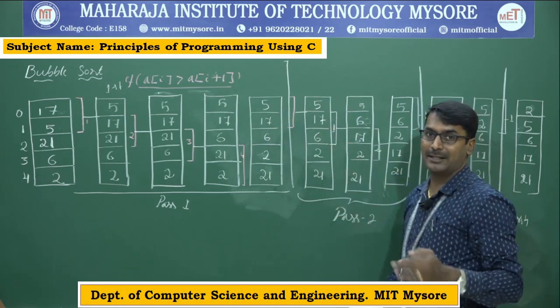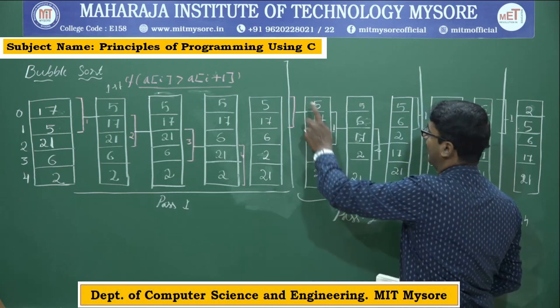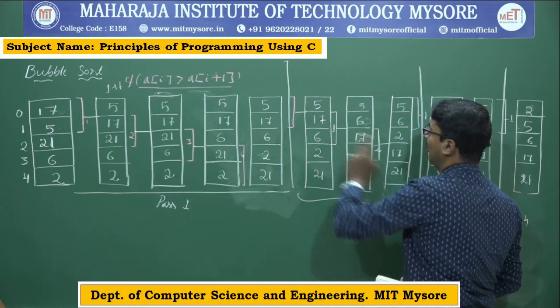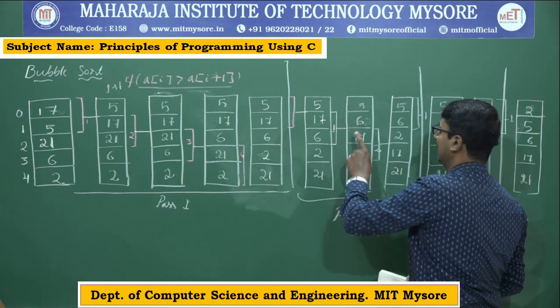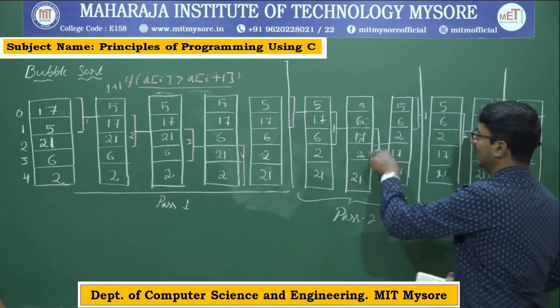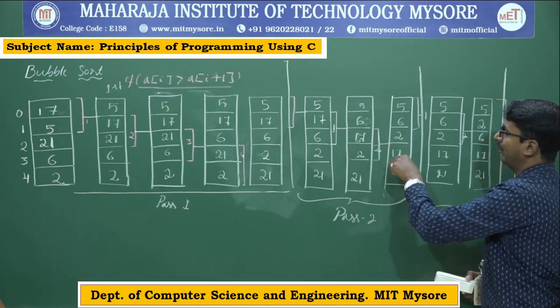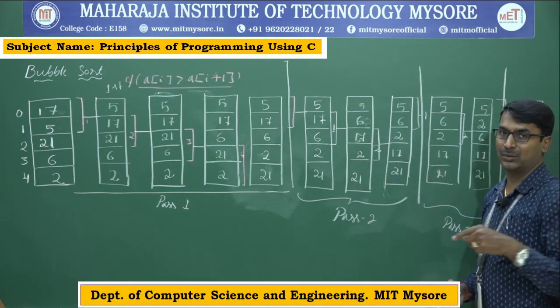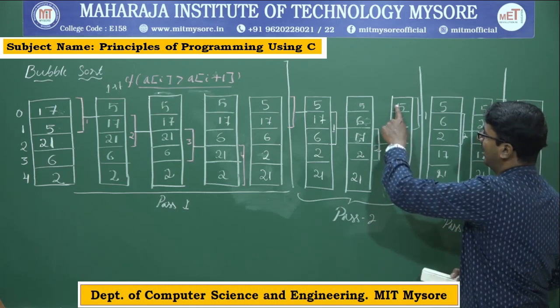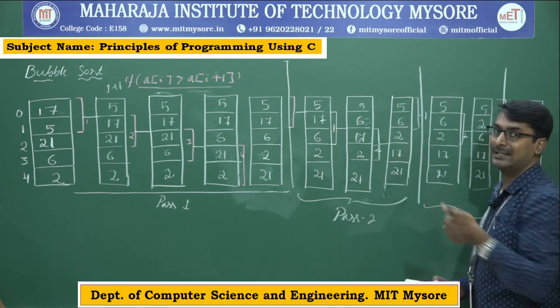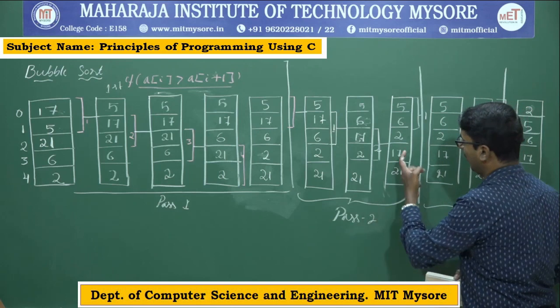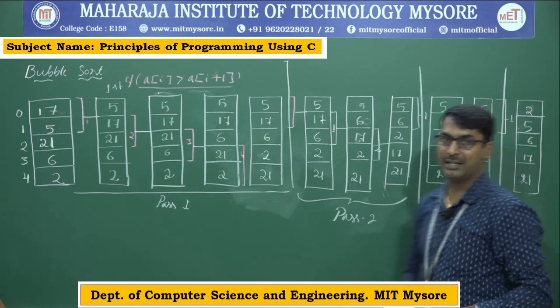So 5 is smaller than 17, no need of exchanging the values. So 5, 17. Next 17, 6 will be compared. 17 is greater than 6, then the values will be exchanged: 5, 6, 17, 2, 21. The next iteration, 17 and 2 will be compared. So 17 is greater than 2, then the values are exchanged: 5, 6, 2, 17 and 21. So 21 is already in sorted order, then no need of comparing 17 and 21.